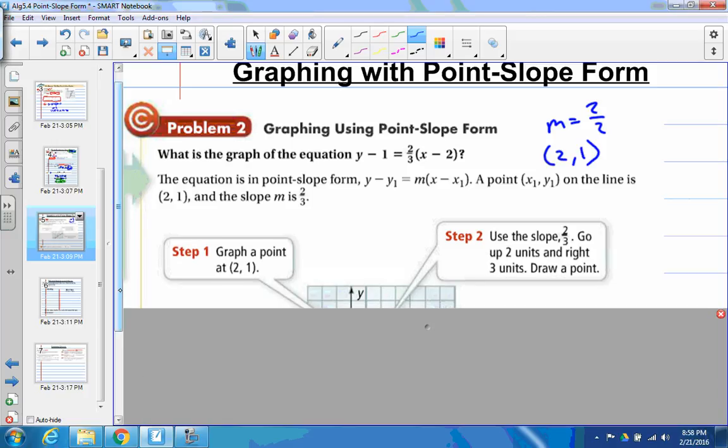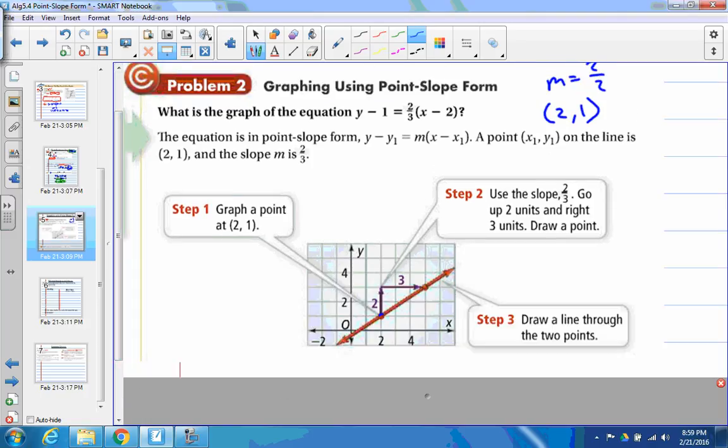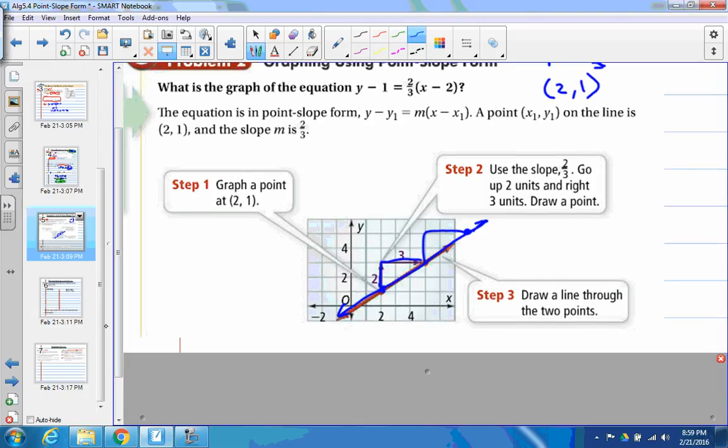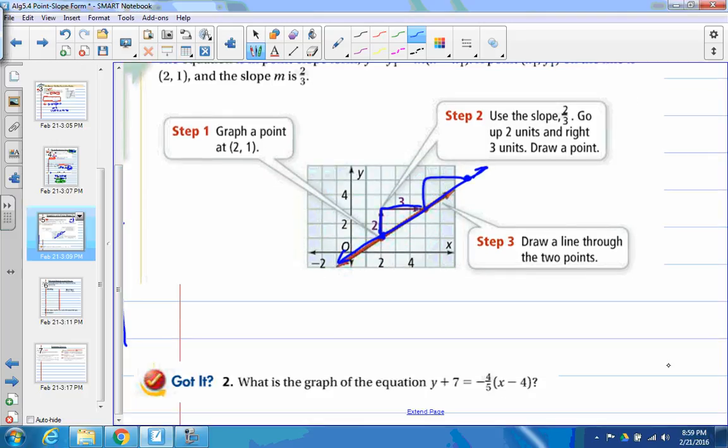So the equation in point slope form, again, the point is 2, 1, and the slope is 2/3. So what you can do is start by graphing that point, because you know that point is there. So graph the point 2, 1 right here, and then use the slope to find more points. So your rise is 2, your run is 3, 2/3. Do that again. Rise 2, run 3, and this would make the line. Very similar to graphing slope-intercept form, except we're not starting at the y-intercept this time, we're starting at the point that we're given. So why don't you get a graph paper and try to graph this one.